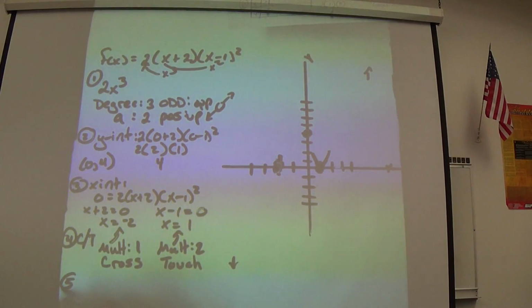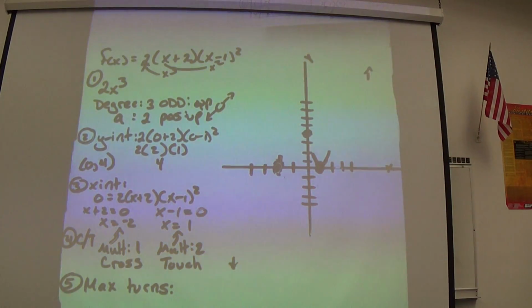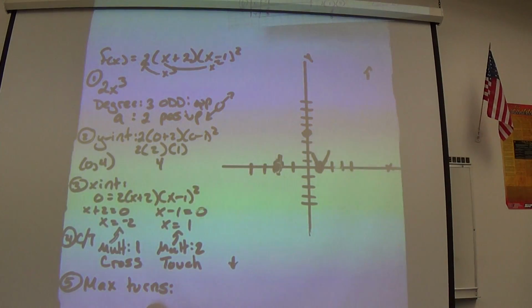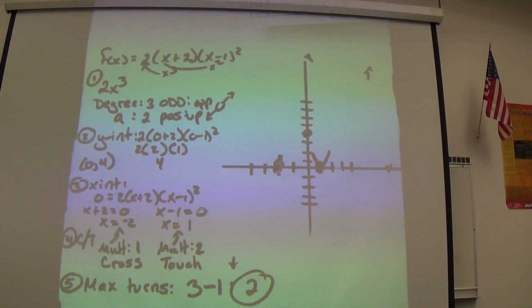Step number 5 is really a check on my graph. It tells me if I need to make my table super huge. Maximum amount of turns is always the degree minus 1. So what's my degree of this? 3. Minus 1 means how many maximum turns do I have? 2. I got 2 turns max.